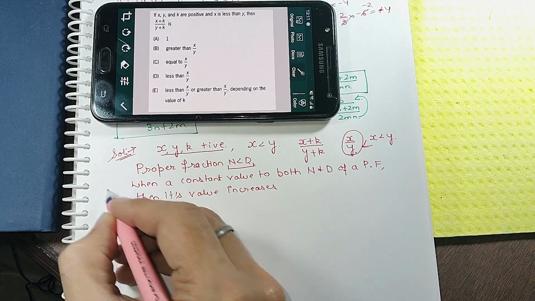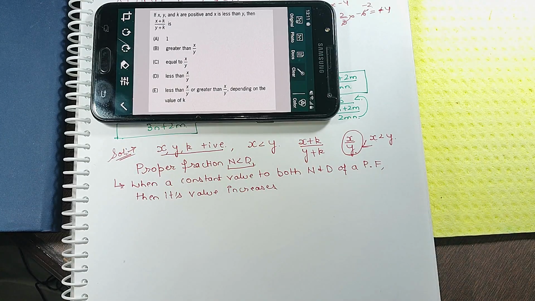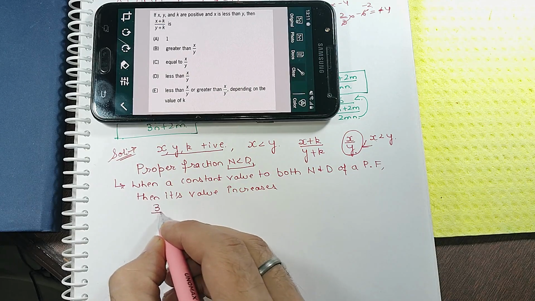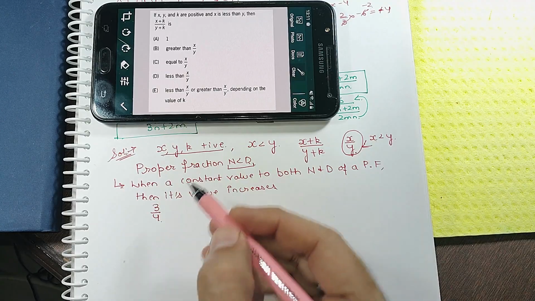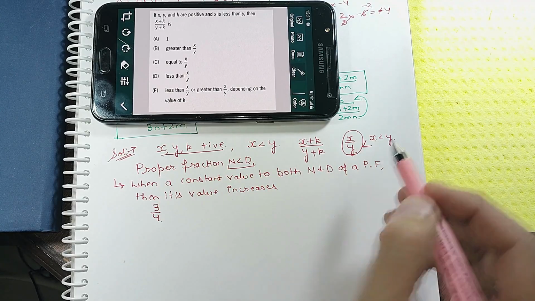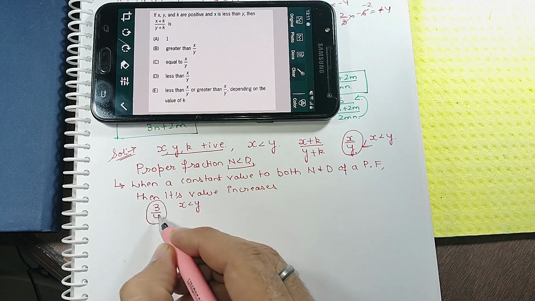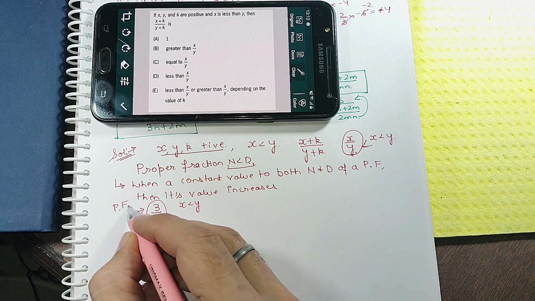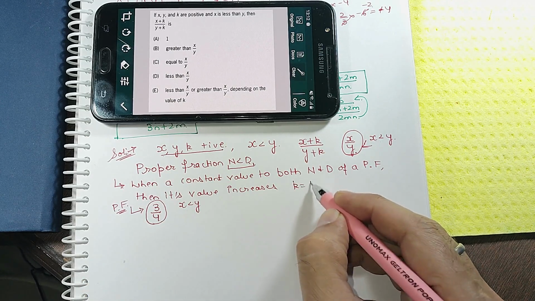Now we'll prove it. Let us pick some values so that it would be easy for us to calculate the ratio. Let us suppose the original fraction x upon y is 3 upon 4. So the condition for this is that x and y have to be positive. These are positive. Now the second condition is x has to be less than y. So x is less than y. Whenever the numerator of a fraction is less than the denominator, this is called a proper fraction. Now let us suppose we add a value k equal to 1 to this.